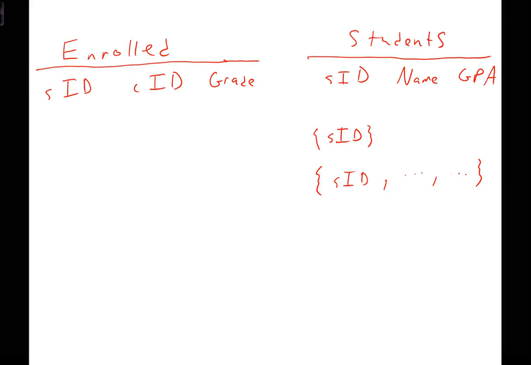Yeah? Combination of SID and CID. This means I can have the same student show up twice as long as it is in different courses. And I can have the same course show up twice as long as it is a different student. All of these tuples here are unique because the two of them combined are unique.